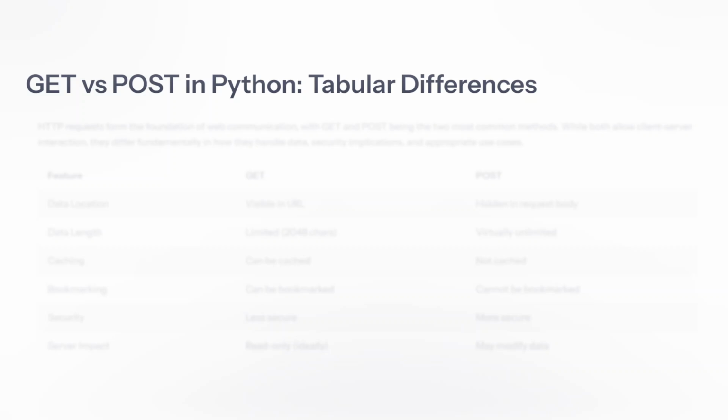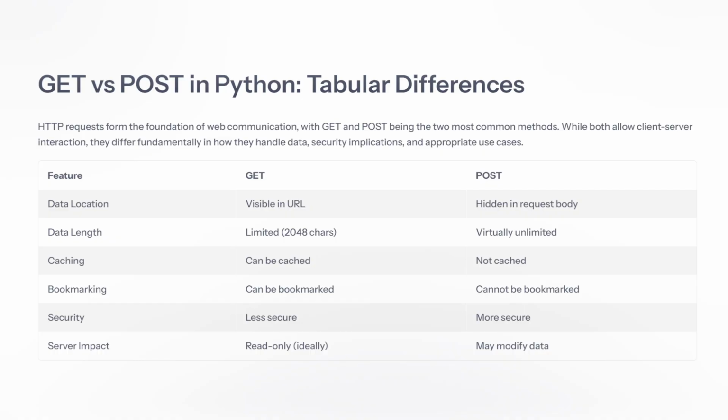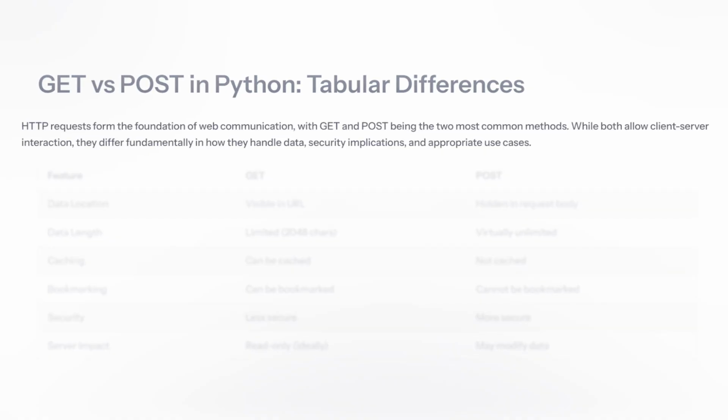In this video, we are going to look at GET versus POST in Python in a tabular way, so you can understand how it works. HTTP requests form the foundation of web communication, with GET and POST being the two most common methods. While both allow client-server interaction, they differ fundamentally in how they handle data, security implications, and appropriate use cases.